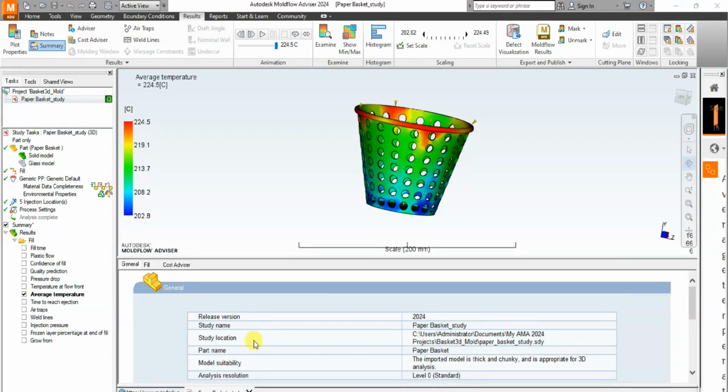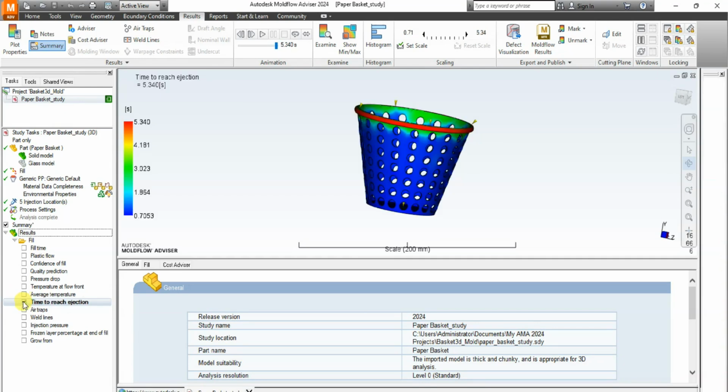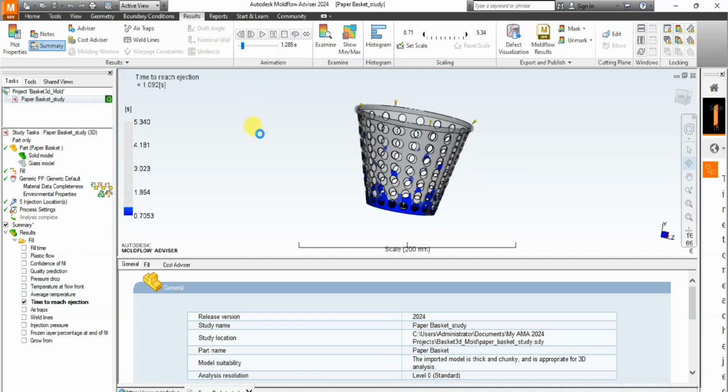Now having been done with the average temperature, let's try and move to see the next result, which is the time to reach ejection temperature results. As you can see now, let's just play back the animation and see how this goes. You can see the fill going on there from the bottom up to the top. As you can see there, that went pretty smoothly all the way up.